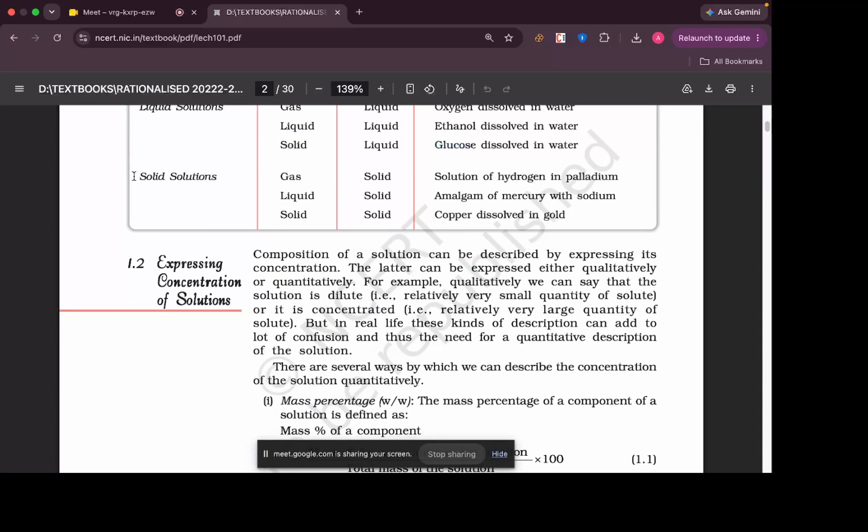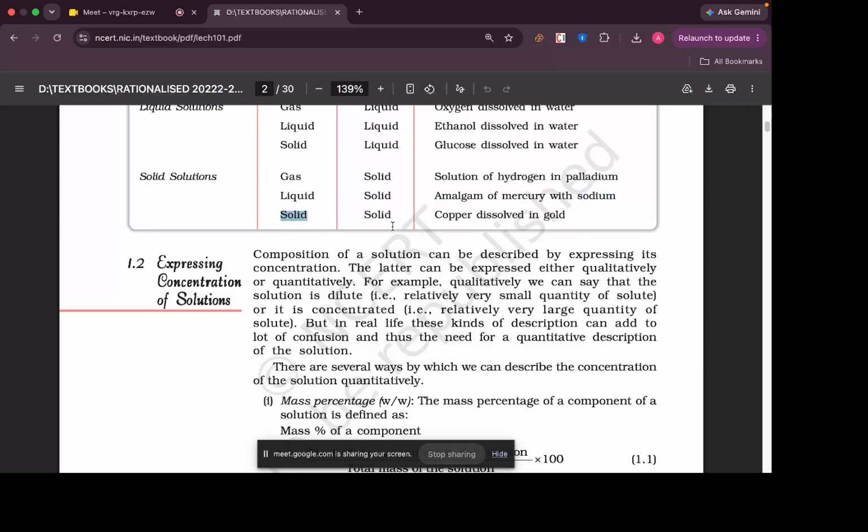Now you will say, sir, this is new. I don't know, gas into solid, how will you put it? So, solution of hydrogen in palladium. There are some use cases here, scientific use cases. Solution of hydrogen in palladium. Then we have liquid in solid. How? Amalgam of mercury. If you want to see an amalgam of mercury, search on YouTube, you will get it. Mercury is liquid. Sodium is always solid. So I am putting the mercury into the sodium, and I am getting a solution of liquid into solid.